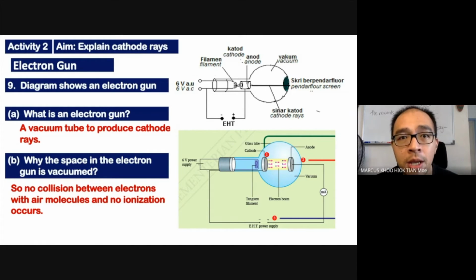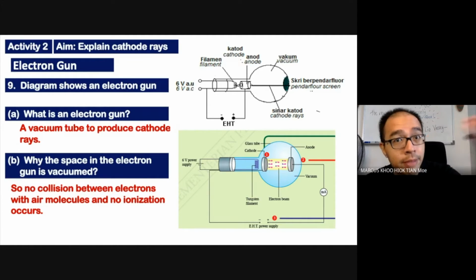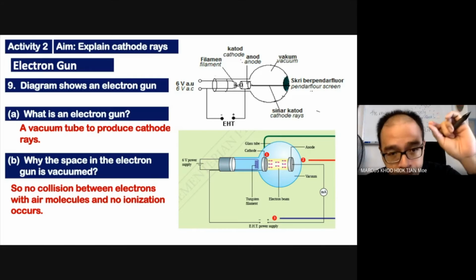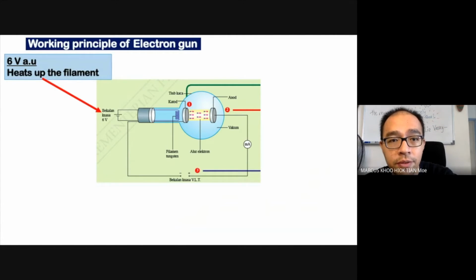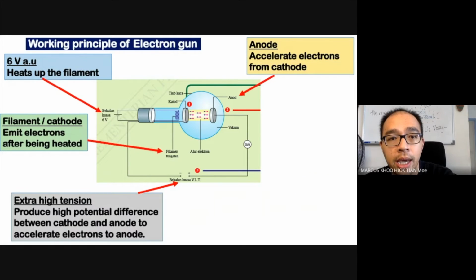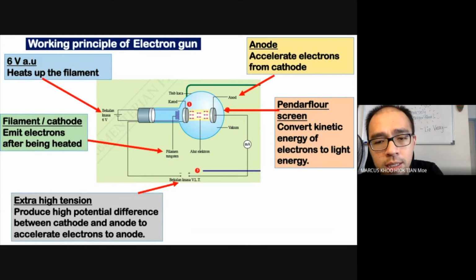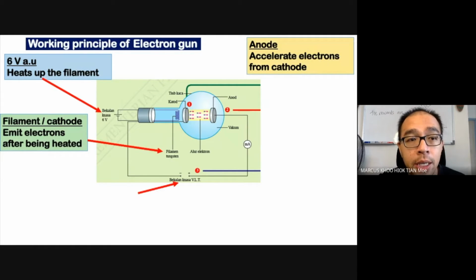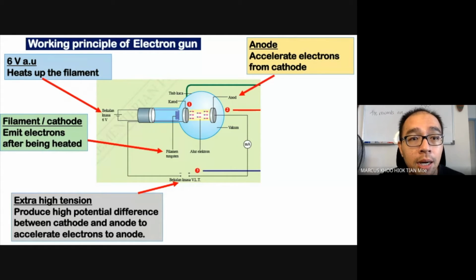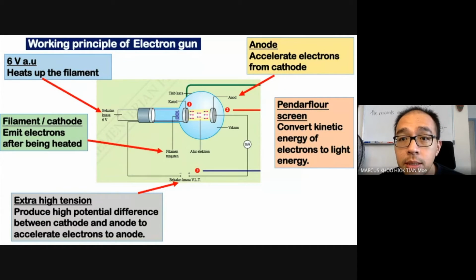We don't want that. Because if we crash into the air molecules, you're not going to get a very nice electron beam. Okay, so the working principle of an electron gun. The electron gun consists of these elements. I think this picture is in this one, right? So the purpose of the 6 volt is to heat up the filament.